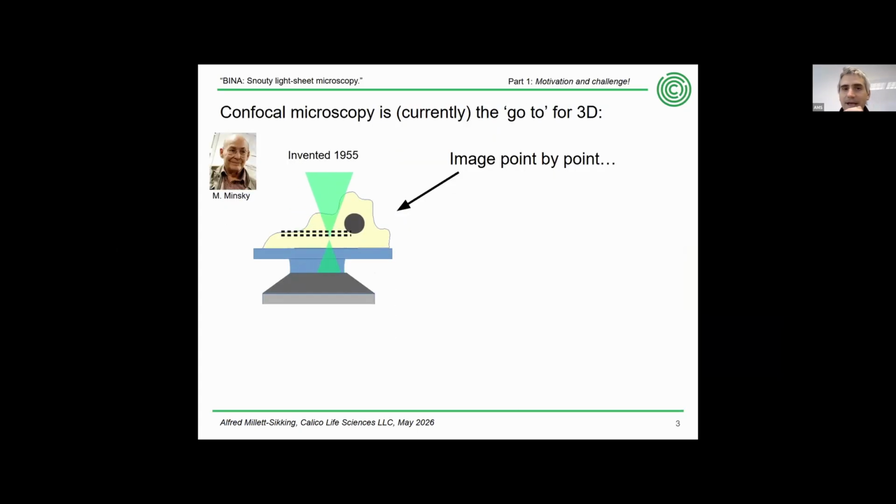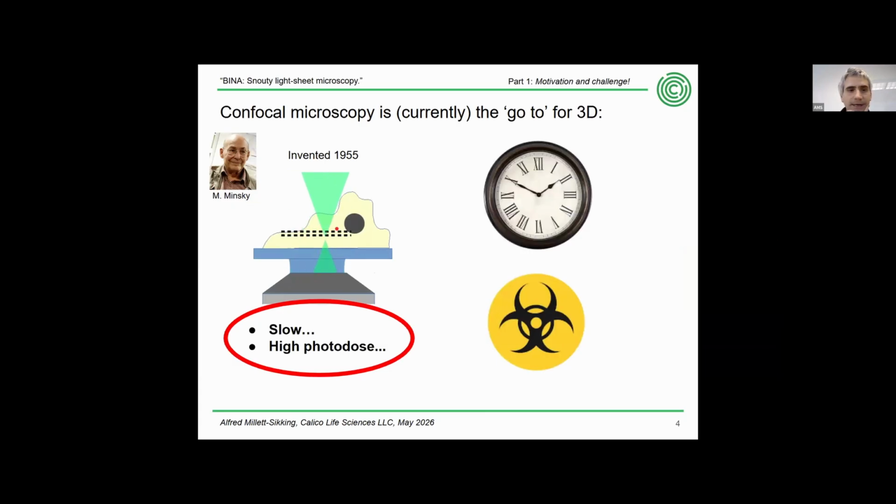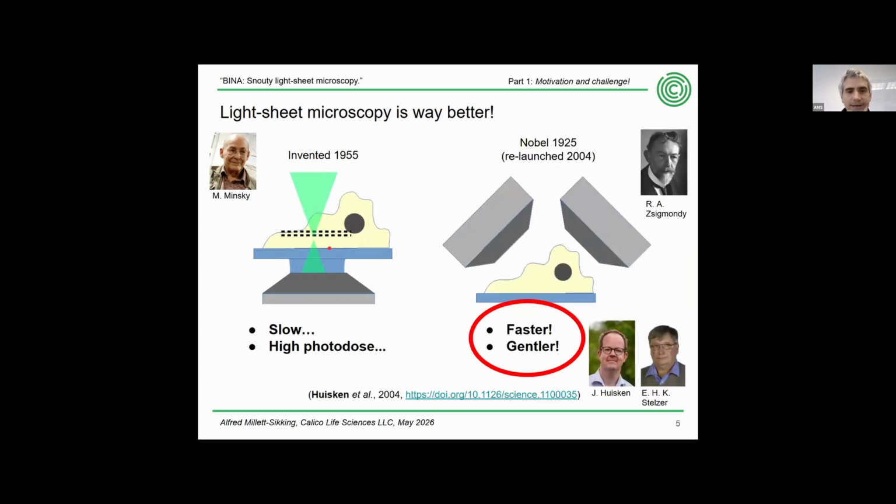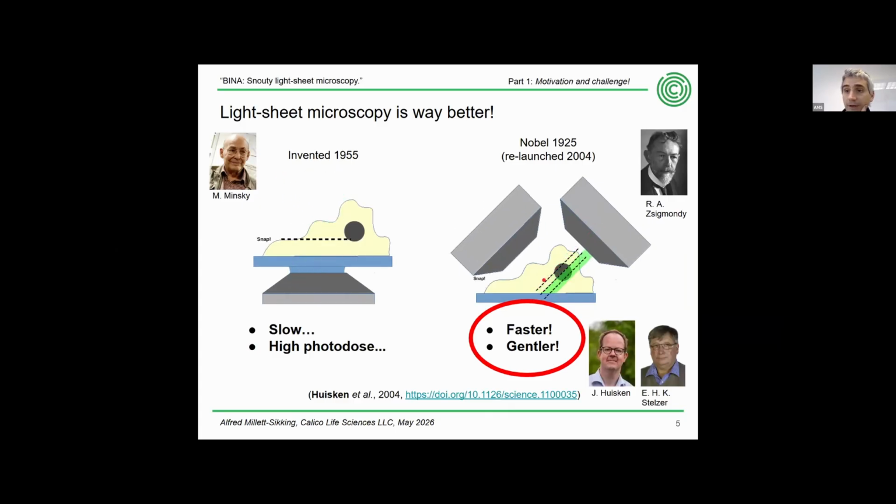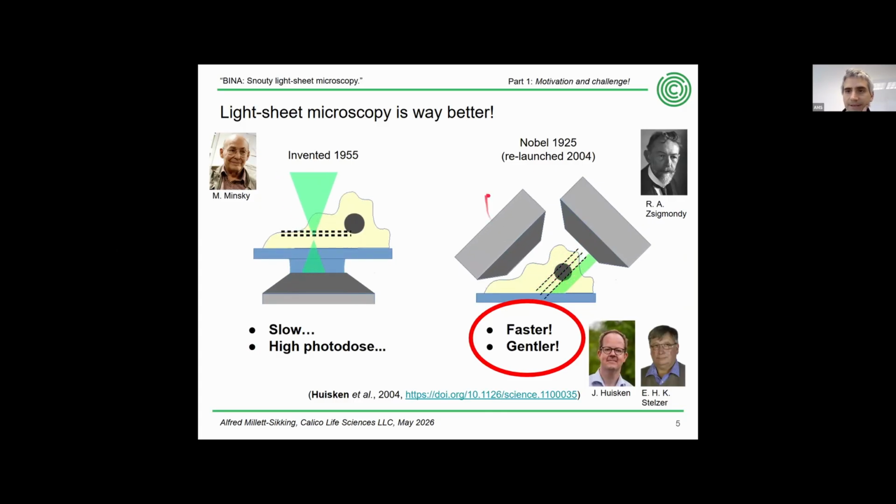For a really long time now, the confocal microscope has been the go-to instrument for 3D biological imaging. Here, we build up the image point by point, and this process is both slow and delivers a high photo dose to the sample. So there's potentially a better way to do this, and it's called light sheet microscopy. In this arrangement, we fire a sheet of light into the sample on the focal plane that we're looking at, and then we collect all of that fluorescence in parallel. So in principle, this is much faster and much gentler.